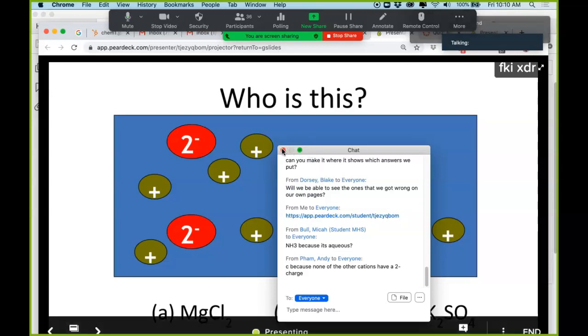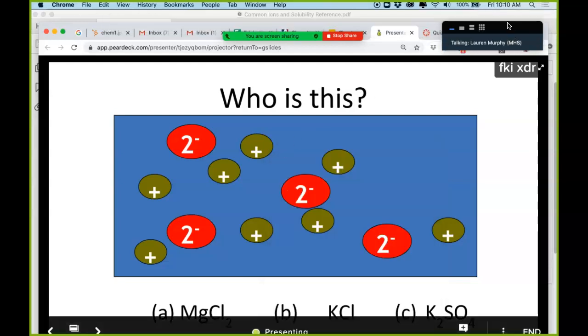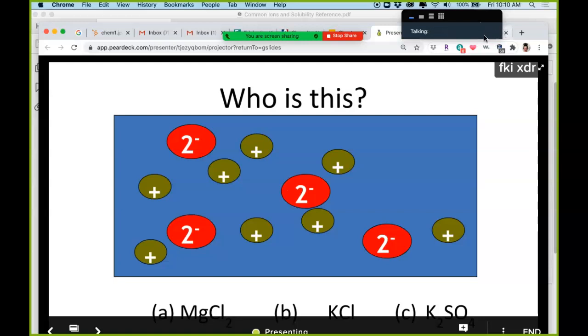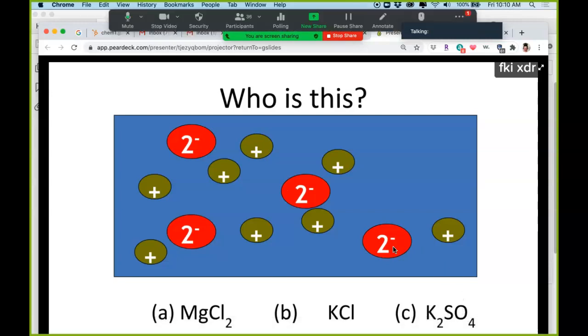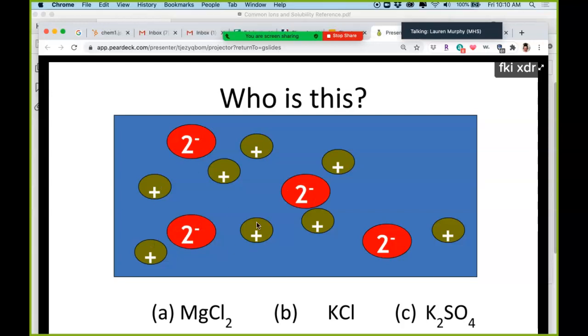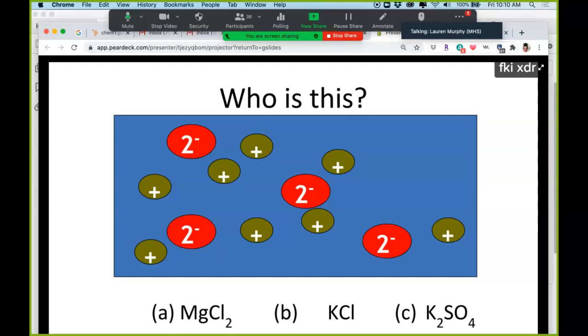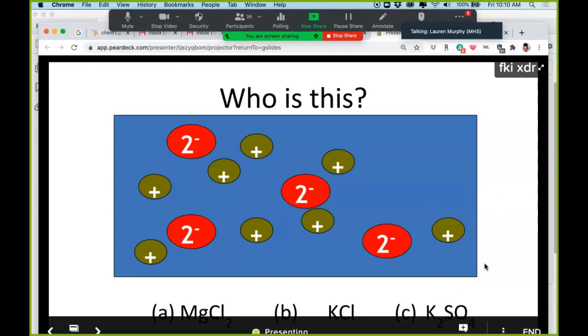So C, it is C. Andy said C. So the reason it's C is because potassium is +1 and sulfate is -2. So I see these -2 for the sulfates and these +1s for the potassium. There's something more. What do you notice?